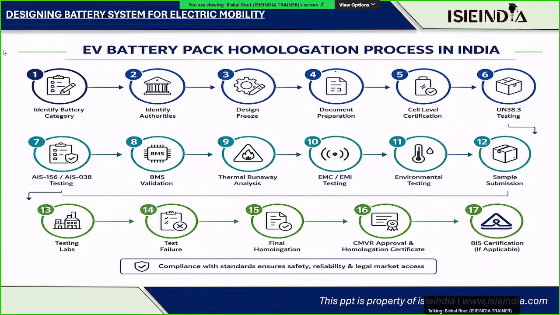Then we have something called sample submissions. In the sample submissions, the manufacturers submit the battery samples, documents, BMS firmware, software, and test data to certified agencies, so that this test data will be properly analyzed by the certified agency and they will certify your battery pack. Then we go to the testing labs, where the authorized testing laboratory will perform all the validations, in India's major labs like ARAI, ICAT, JARC, NATRAX, CIRT. And last we have test failure.